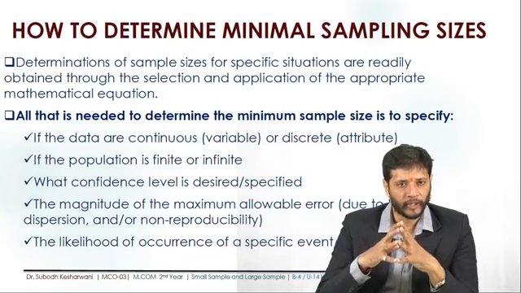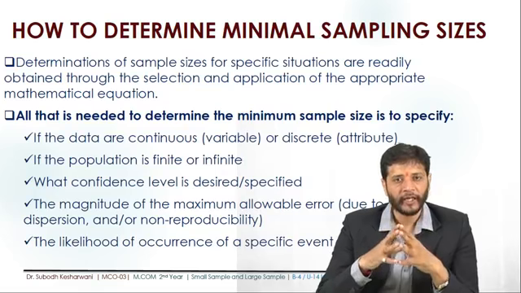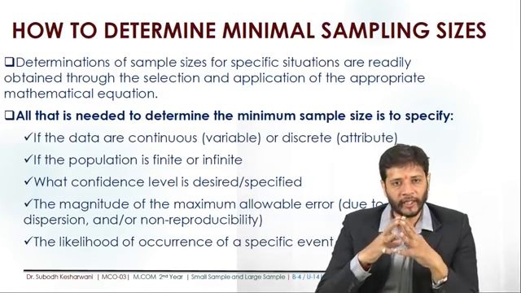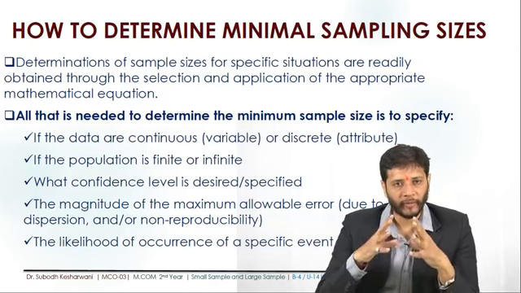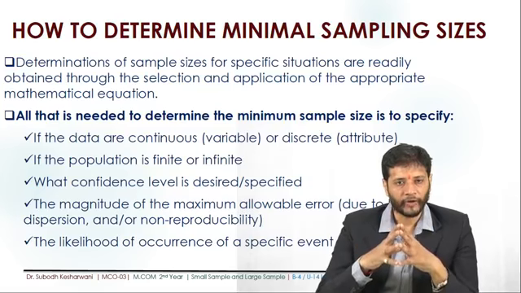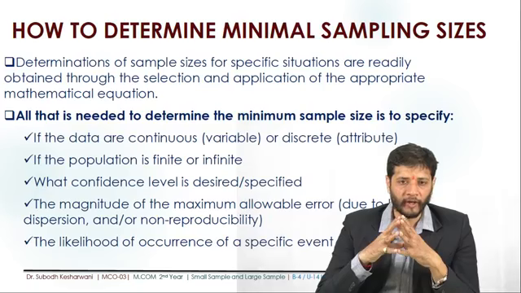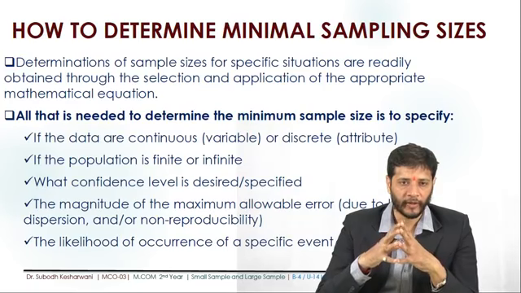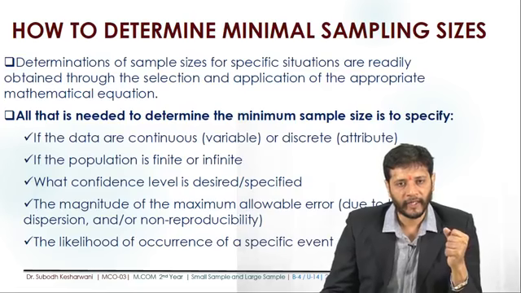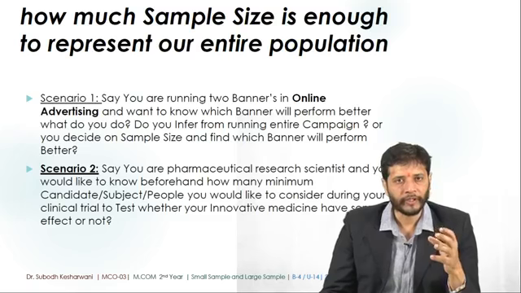Determination of sample size for specific situations is readily obtained through the selection and application of the appropriate mathematical equation. All that is needed to determine the minimum sample size is: whether the data are continuous or discrete, whether the population is finite or infinite, what confidence level is desired or specified, the magnitude of maximum allowable error due to bias, dispersion and non-reproducibility, and the likelihood of occurrence of a specific event.